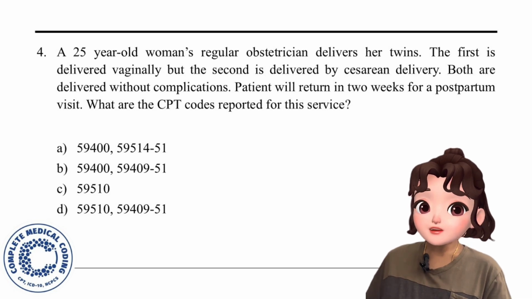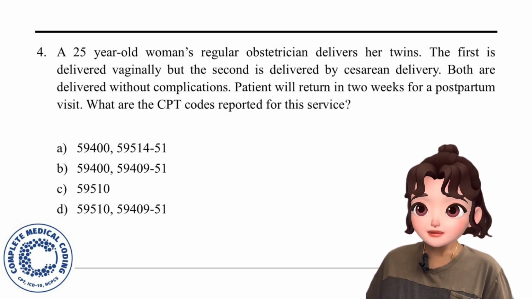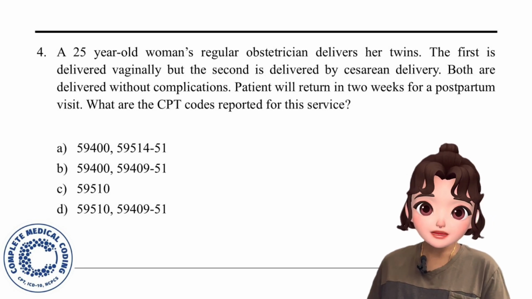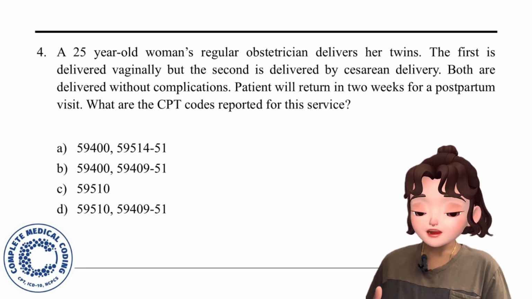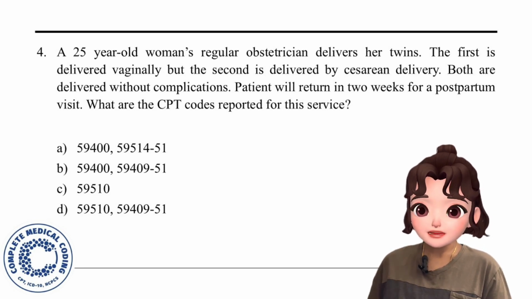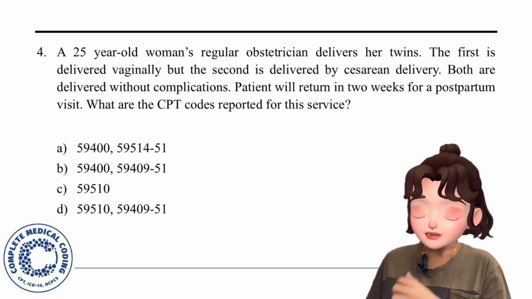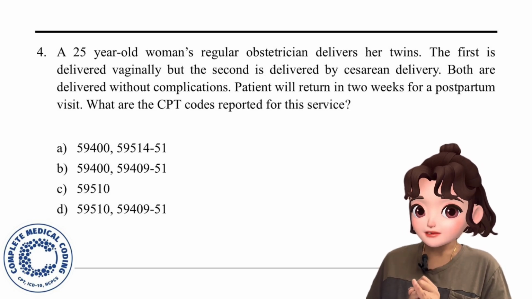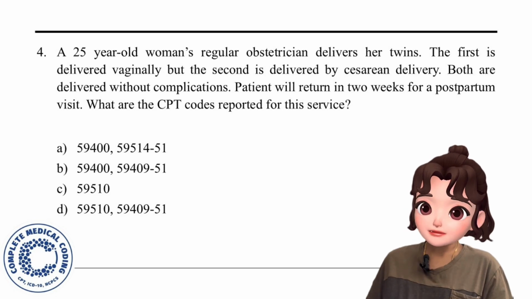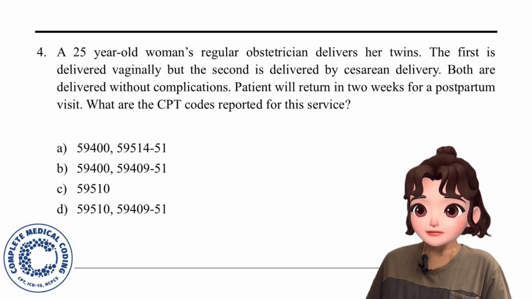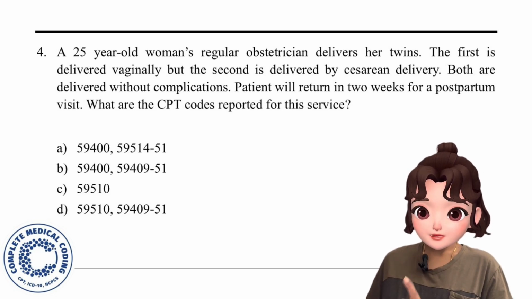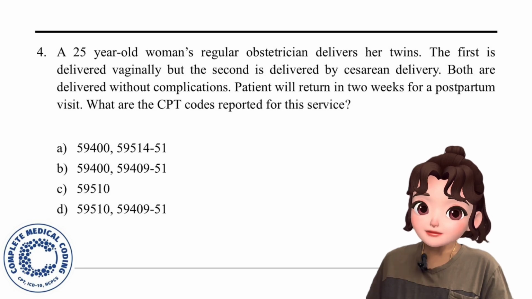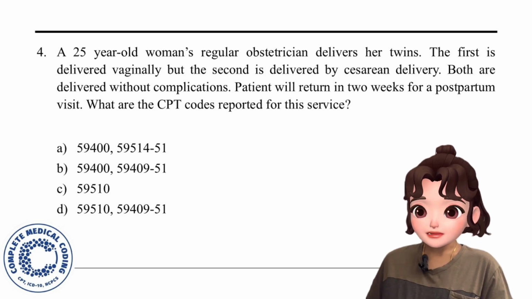So whatever is the priority, or the most important or complex phase, has to be coded first. So the first code should always be the cesarean delivery code, and then the second should be the vaginal delivery code. Okay. So the first option is wrong because 59400 means it is a vaginal delivery.